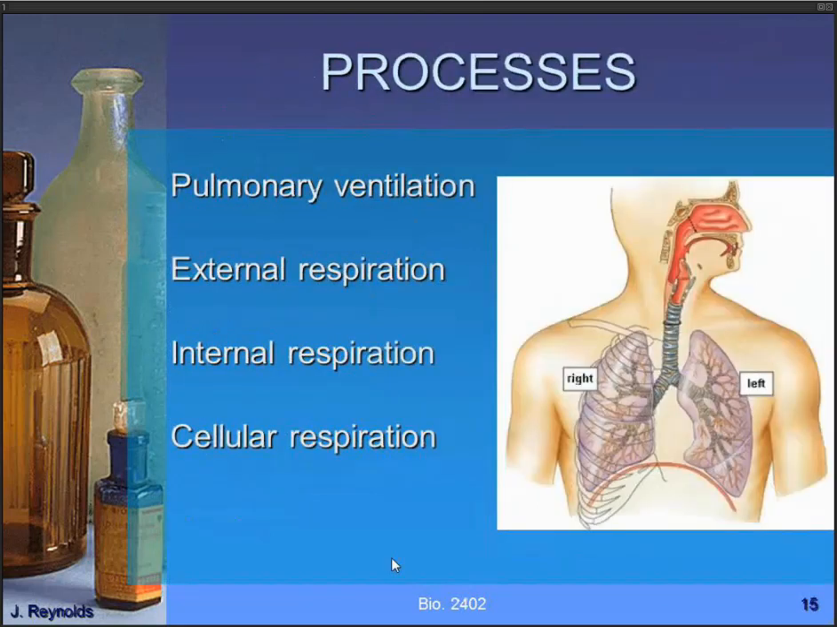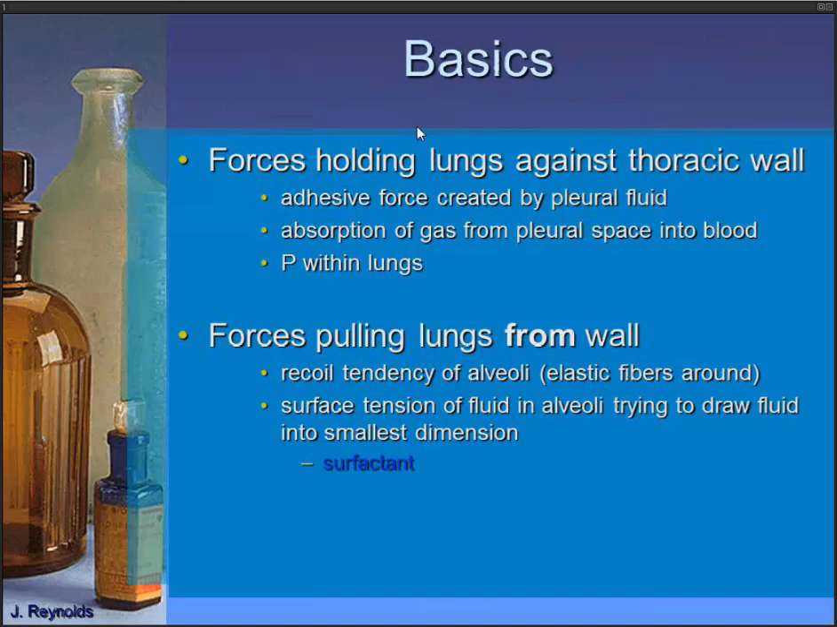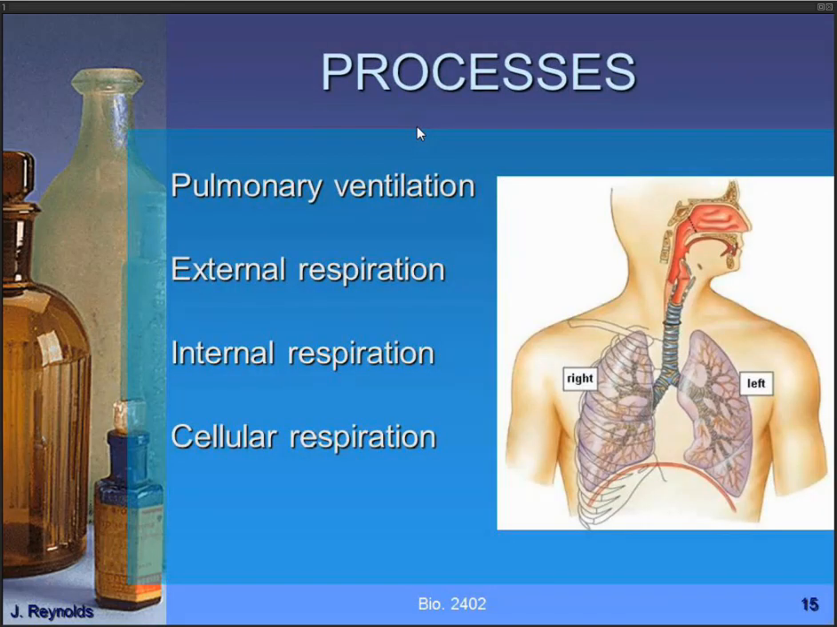Okay, so let me lay out what we're going to do. There are four things we're going to go through in the rest of this chapter. We're going to start with pulmonary ventilation. Pulmonary ventilation is the same thing as inhalation, exhalation. Ventilating the lungs, getting air into the lungs, getting high CO2 air out of the lungs. We'll do that first.